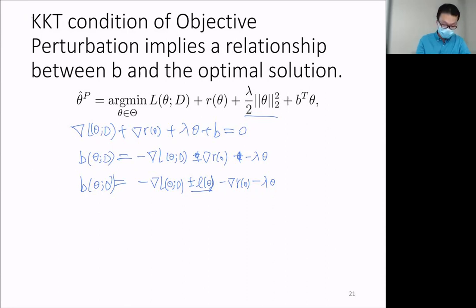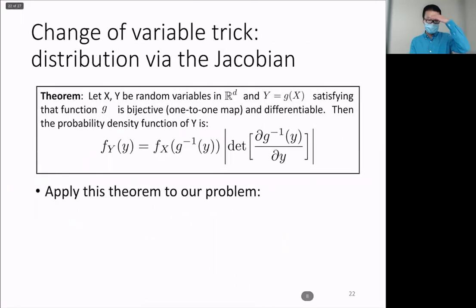Okay, so we know the distribution of b. We know that this b vector is drawn from a normal with covariance sigma squared I, but we're interested in the distribution of theta, right? In particular, we're interested in analyzing, bounding the tail of the privacy loss random variable. So we are interested in bounding the log of p of theta given D over p of theta given D prime, right? But what we have is this b. So it requires us to use some tools called the change of variable formula and the change of variable trick.